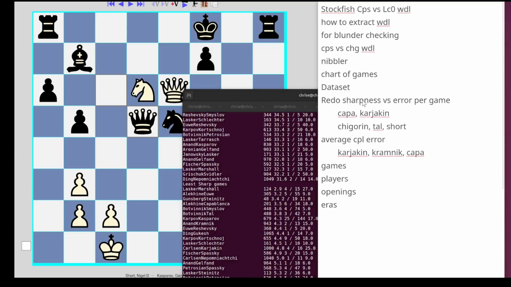And I think it's pretty interesting. This is this thing about redoing the sharpness versus error per game. It makes Capablanca look much less impressive. Karyakin can look much less impressive. It makes Tal and Short look a lot better.